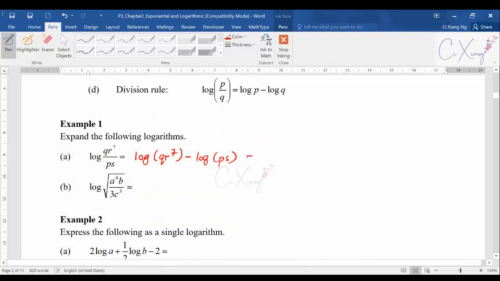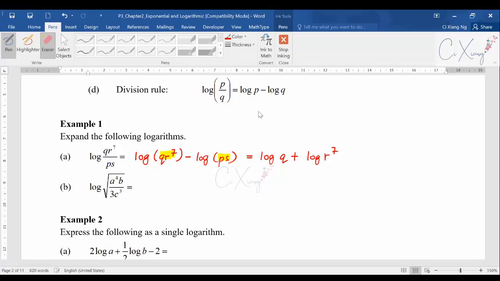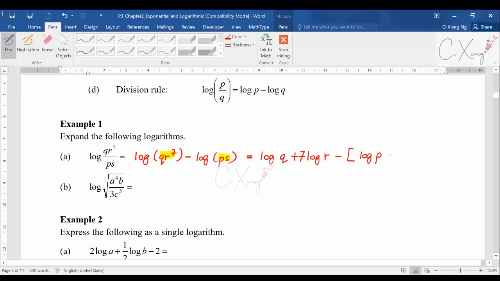Okay, then after that, if you look further into this bracket form, they are actually multiplication. So you can use the multiplication rule, which means that it is actually log Q plus log R power 7. And then because the 7 is a power, I want to apply the power rule, which means that I can pull the 7 in front. So it will become 7 log R, then minus log P plus log S. So the whole thing, log P plus log S, is under the minus one.